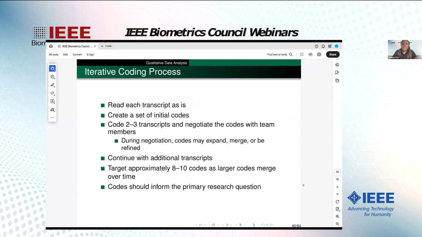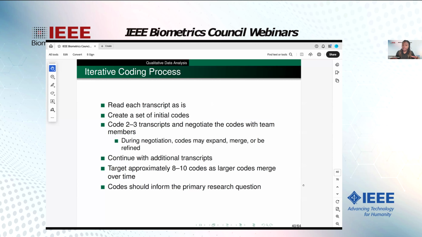So the iterative coding process, this is what it's looked like for us so far. We read each transcript first. We create a set of initial codes by looking at the transcripts line by line. We code 2 to 3 at a time. We negotiate with the team members. So everyone codes the same transcript individually. This could be 2 to 3 researchers, and we meet up and discuss, okay, how did you code this line? How did you code this line?